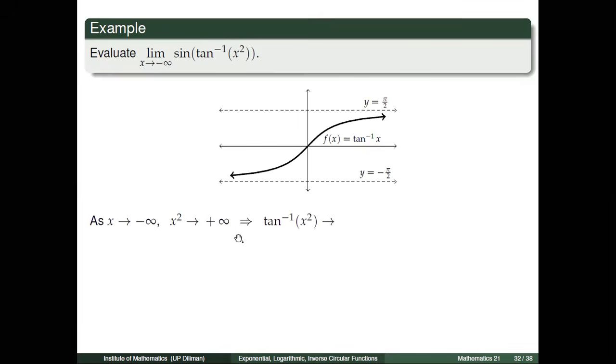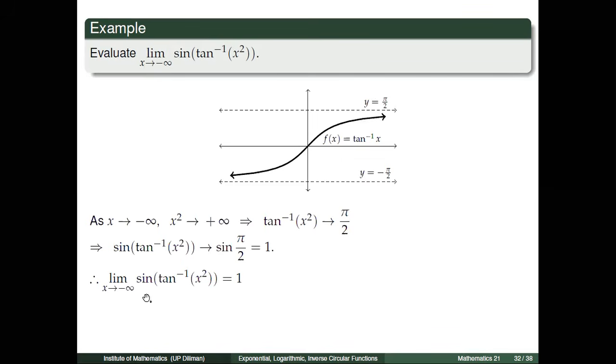What can we say then about the inverse tangent of x squared? Since the expression inside the inverse tangent approaches +infinity, then we deduce from the graph of the inverse tangent that inverse tangent of x squared approaches pi over 2. Do you get it? And therefore, the sine of inverse tangent of x squared approaches the sine of pi over 2, which we know equals 1. Therefore, the limit of the sine of the inverse tangent of x squared as x approaches -infinity is 1.